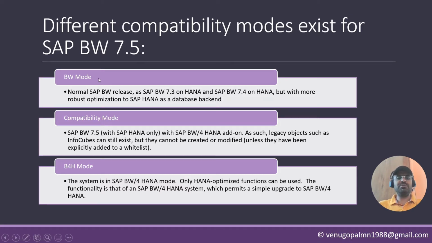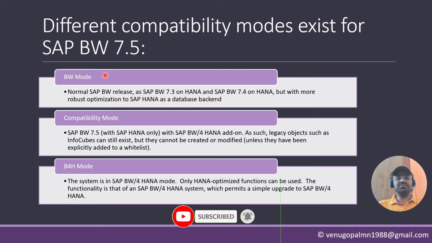The very first mode, BW mode. Assume that your BW system was on a non-HANA database. Now slowly you migrated to the HANA database. The backend database migration has been completed. Now, post that, if you're not touching any of the settings, all your old DSO, cube, multi-provider, and composite provider will be present in case of your BW mode.